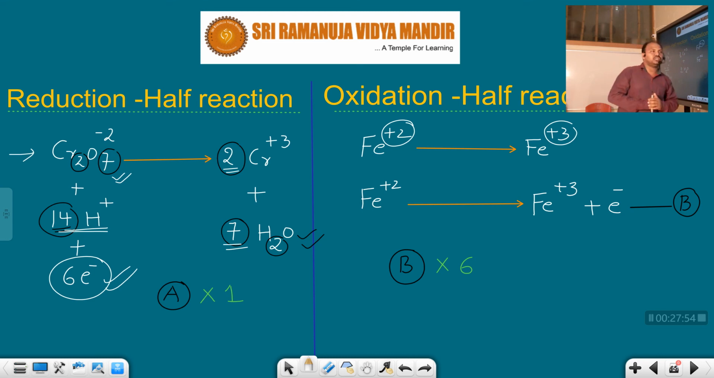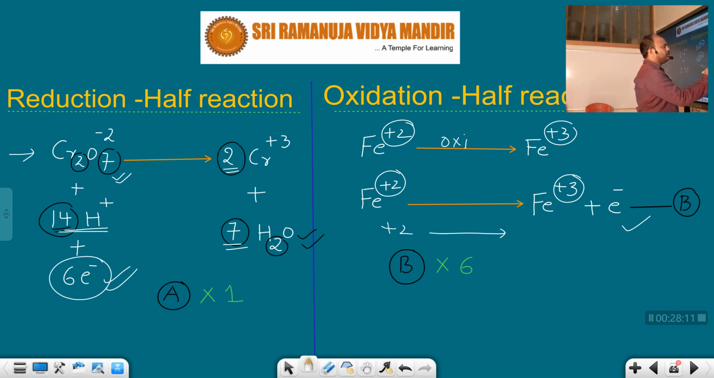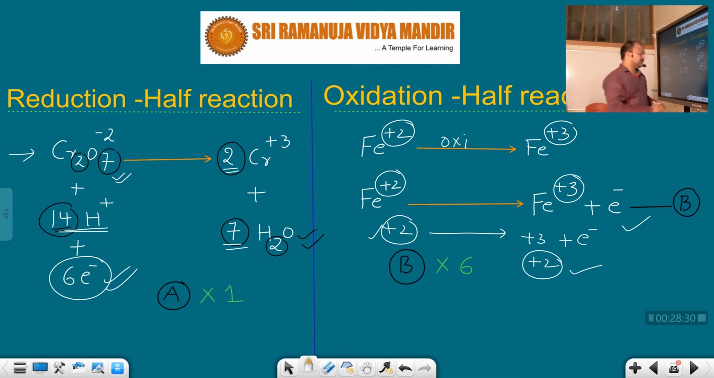But we have to balance the charge with the help of electrons. Here Fe plus 2 charge will be there, here plus 3 charge will be there. Whenever an oxidation reaction takes place, we add electrons on the right hand side of the chemical reaction. How many electrons are we adding? Here plus 2, here plus 3. How many electrons are added on the right hand side in the oxidation reaction? Then we will get plus 2. So if you add 1 electron, that means minus 1. So plus 3 minus 1, how much? Plus 2. So right hand side plus 2, left hand side plus 2. That means charge balancing takes place. Students, I hope that you are very clear.